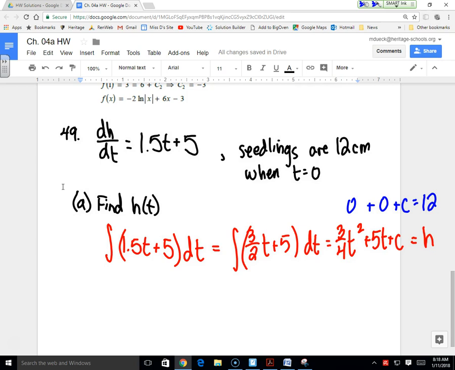So on a graph, it would make sense. For a polynomial, yeah. Good. So then we know C is equal to 12. And so that was the answer for letter A, right? Yeah. Just H of T is equal to my function. Mhm.